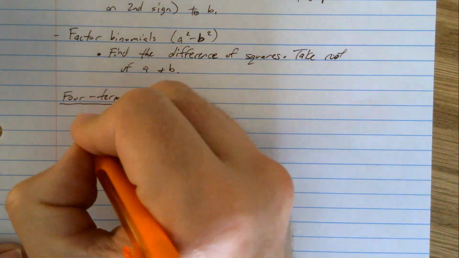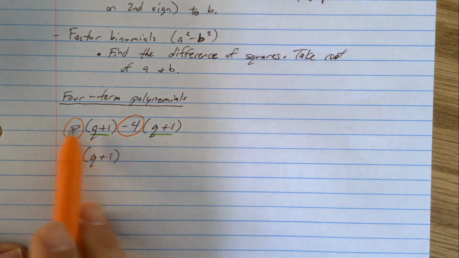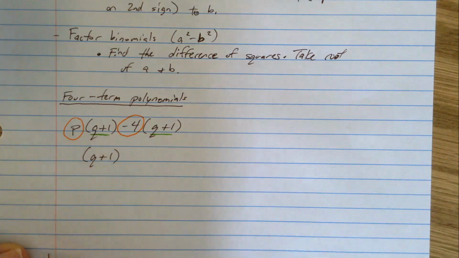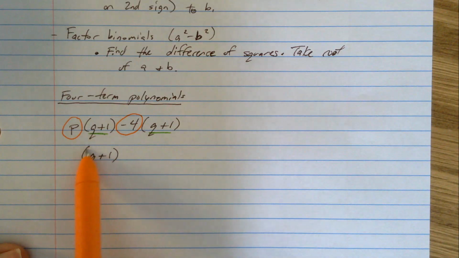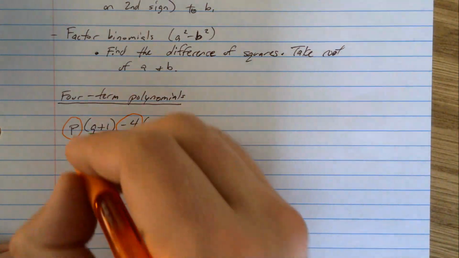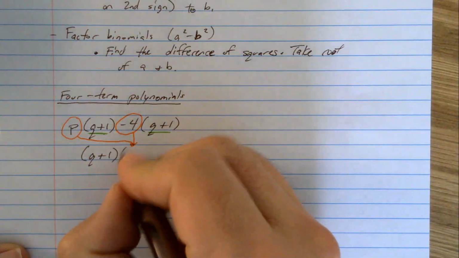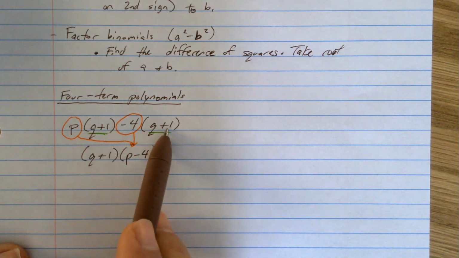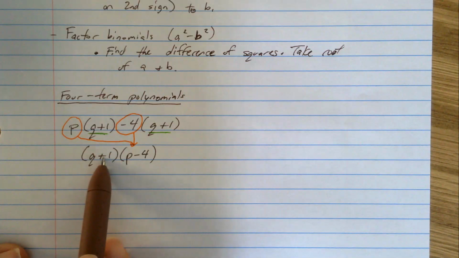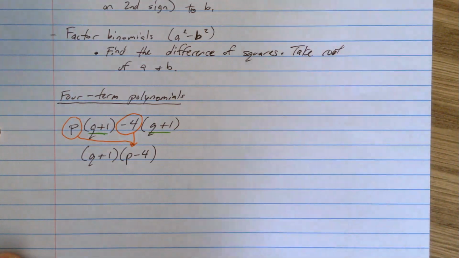Now these two right here, the p and the negative 4, are the two outsiders. They do not belong to a group. The q plus 1 belongs to a group, so it keeps its group together. P and negative 4 are not in a group, so they merge together and form their own group of p minus 4. The ones that already are in a group stay in a group, and the two outsiders form their own group.